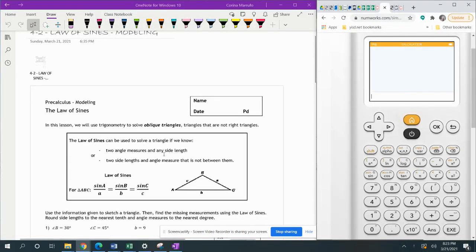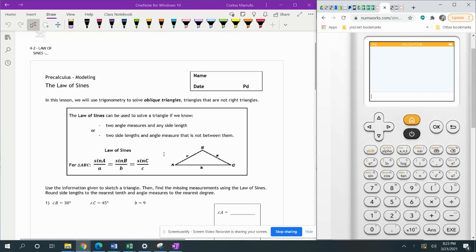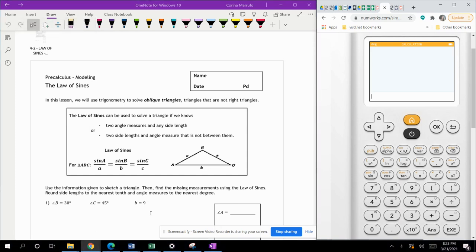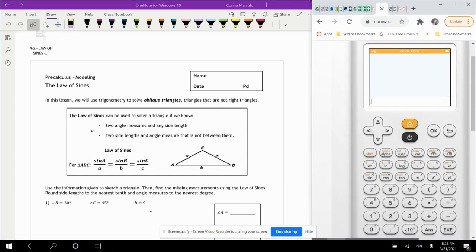All right, guys, so we are going to continue with trigonometry. In this case, we're going to be learning something new, which is called the law of sines. In this lesson, we will use trigonometry to solve oblique triangles, triangles that are not right triangles.